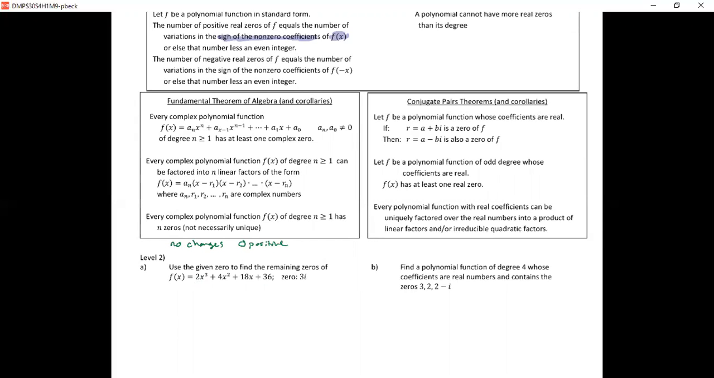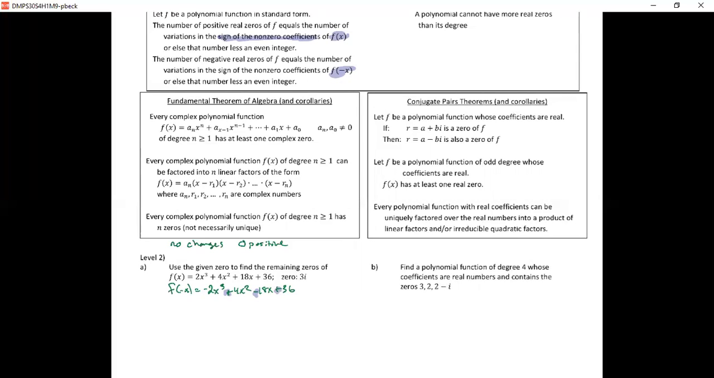Going back, we could also check what f of negative x is. If we look at f of negative x, I have negative 2x cubed plus 4x squared minus 18x plus 36. So when I do this, if you notice, I end up having a total of 2 changes of signs. We go from negative to positive here and then positive to negative here. I lied. We have 3. So we have 3 changes in signs.